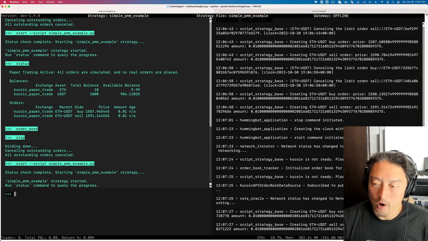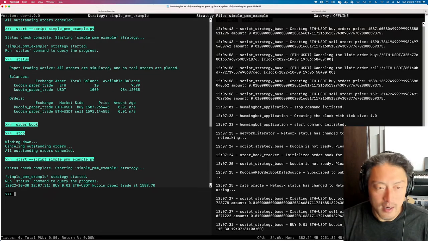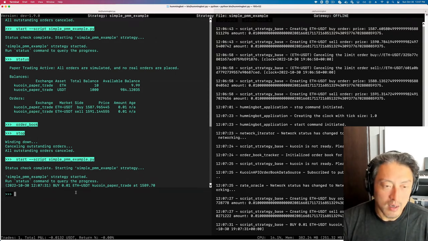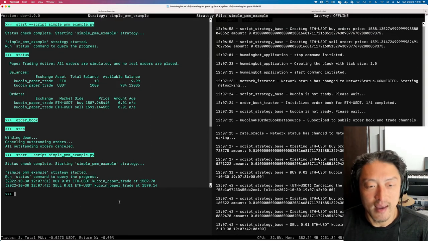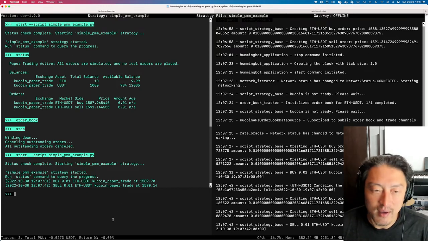So now our prices are much tighter, and because of that, we are going to see some fills. Again, this is paper trading, so these fills are not actually using real money, but it does give any user a good sense of what actually happens and how market making works at a simple level.